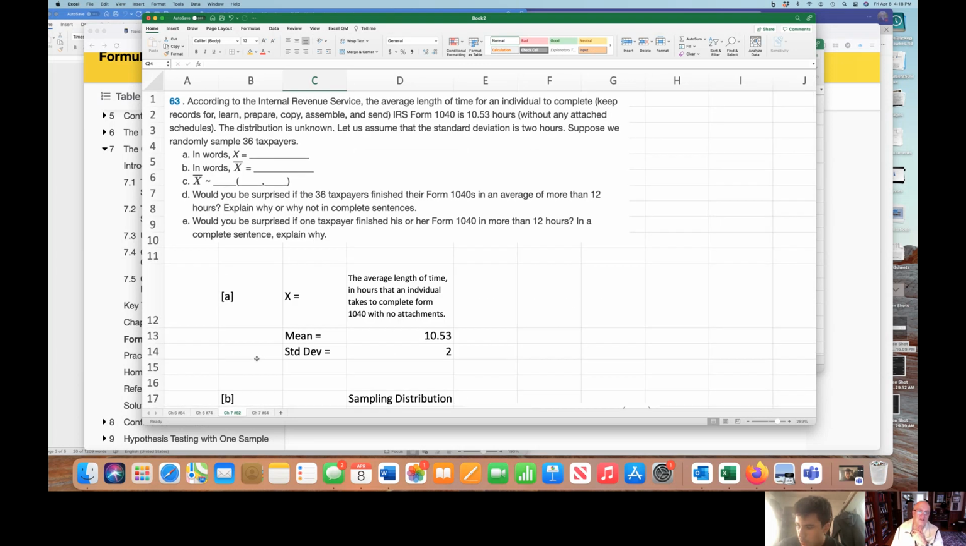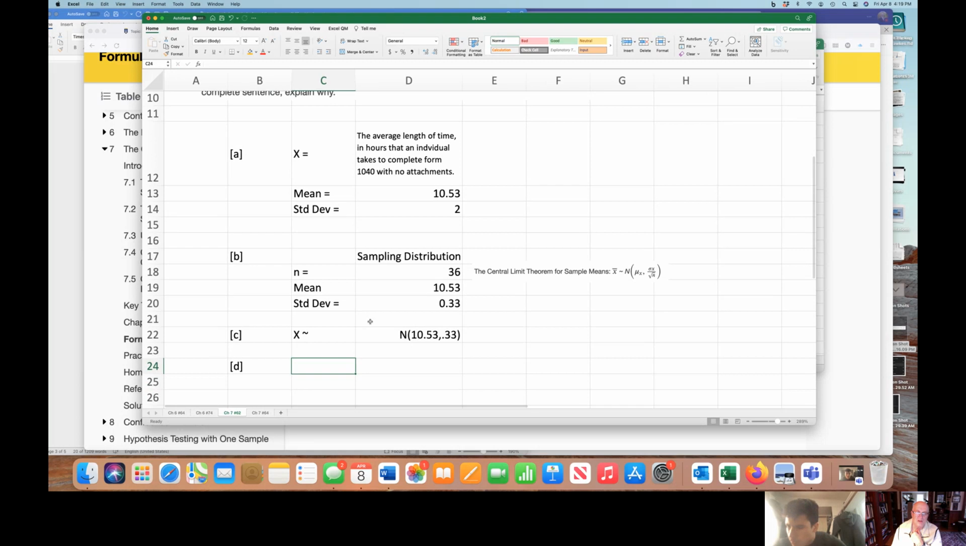Would you be surprised if 36 taxpayers finish their 1040 forms in an average of more than 12 hours? What's the probability of something with this distribution taking more than 12 hours? Probability of X bar being greater than 12. That's a right tail. Well, looking at the standard deviation, how many standard deviations is 12 above 10.53? Just guesstimate it without doing any calculations.